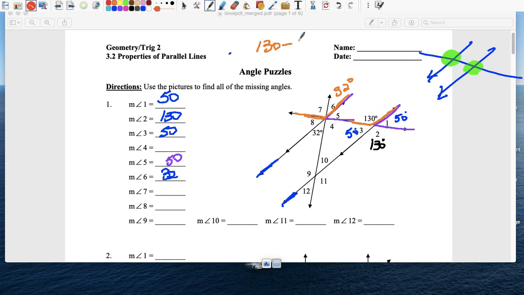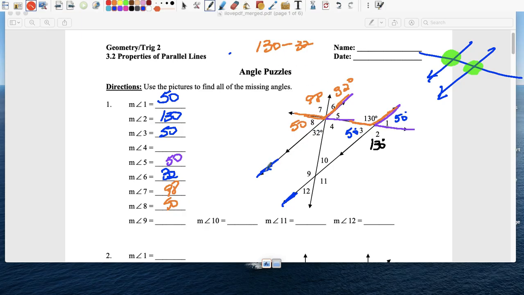So 130 minus 32 gives us 98. So angle 7 is 98. And if angle 7 is 98, can we find angle 8 right now? Well, angle 8 we already knew, because angle 3 and angle 8 are exactly the same. So that's 50.